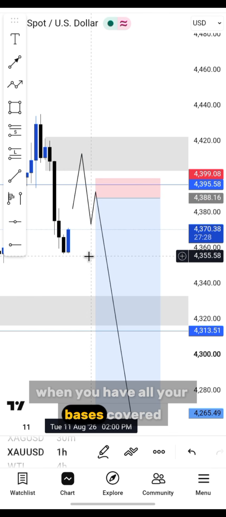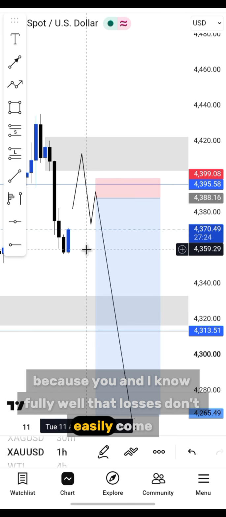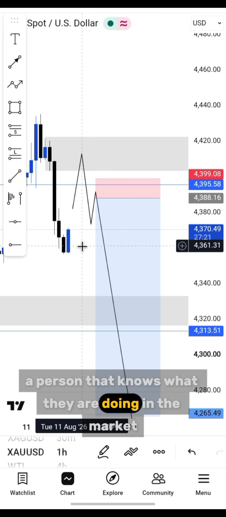When you have all your bases covered, you don't have to be worried about losses, because you and I know fully well that losses don't easily come to a person that knows what they are doing in the market and trading the right strategy.